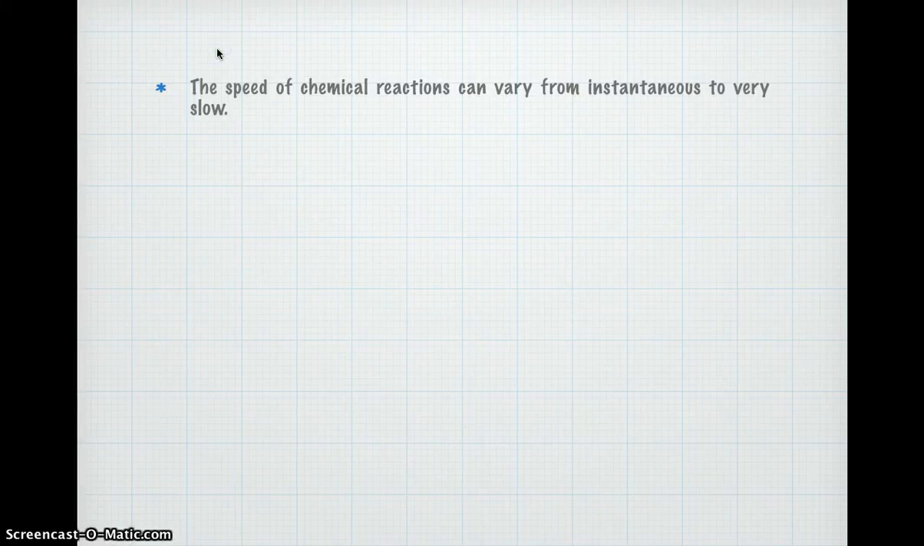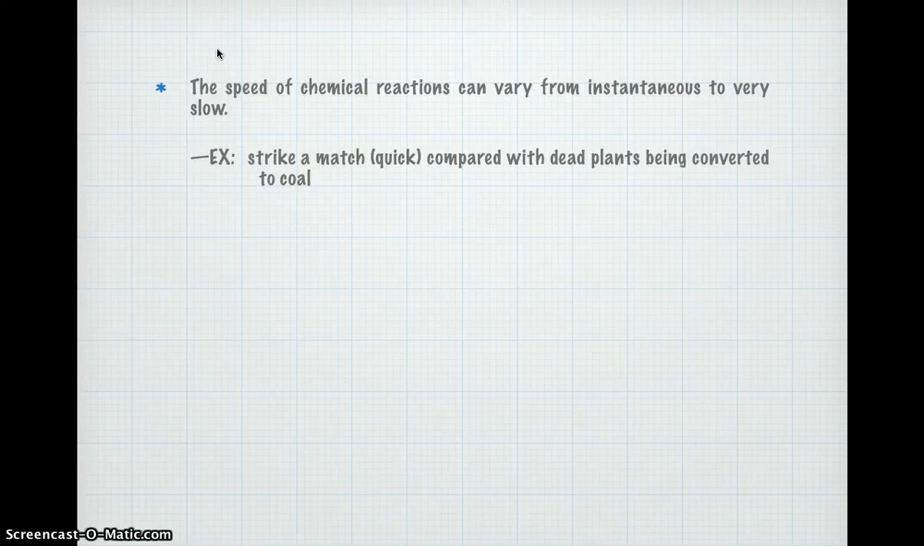Let's talk about what the speed of chemical reactions are. They can vary from very fast, instantaneous, to very slow. Examples of this which make some sense to you: striking a match. When you strike a match, it is a quick chemical reaction. But when you compare it to plants dying and being converted into coal, you know that that takes a long time. So quick to very slow.